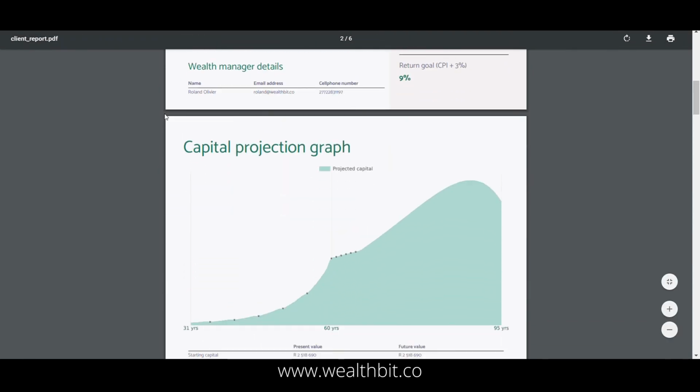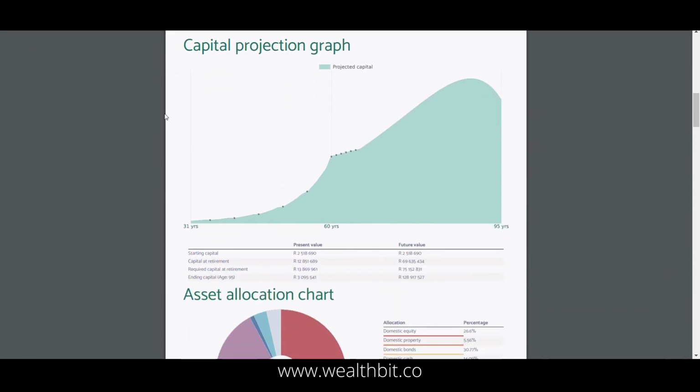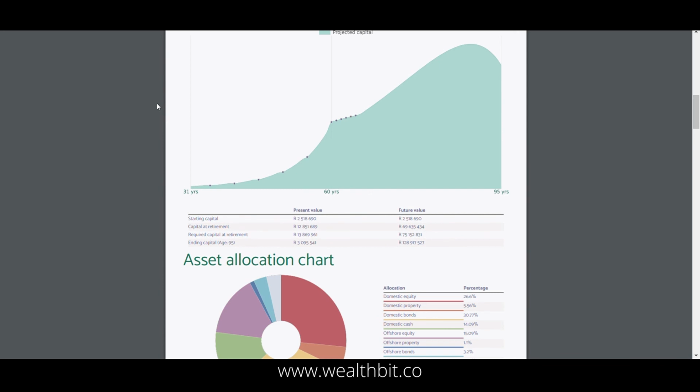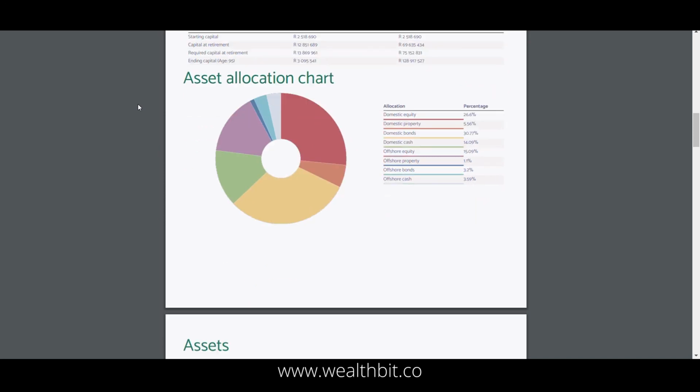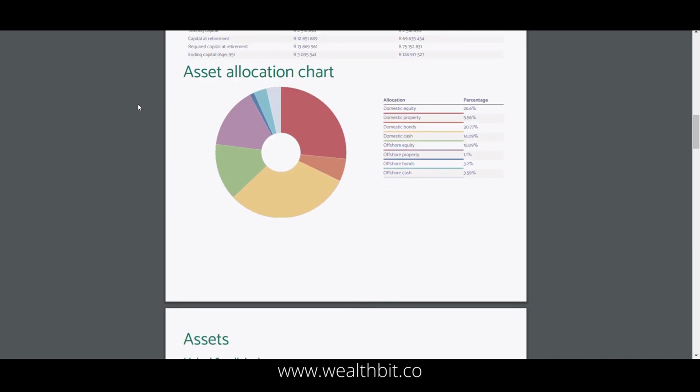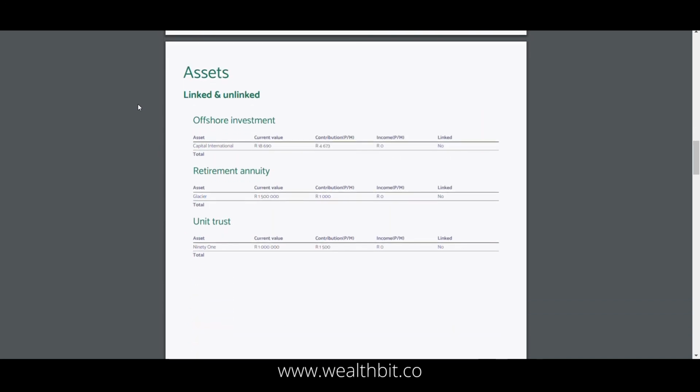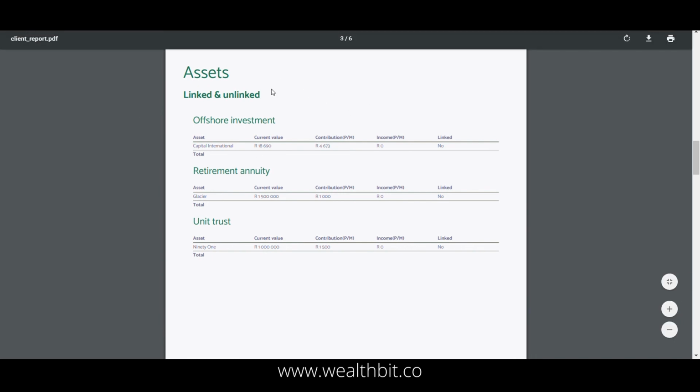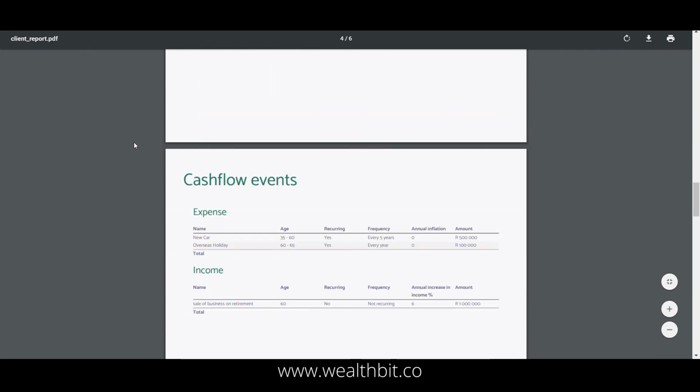The report showcases the capital projection graph in present and projected future value, including the cash flow events, a revised asset allocation overview, and then, very importantly, a linked and unlinked asset list to give you a full picture of where their assets are placed. Linked assets automatically feed into Wealthbit and will show contract numbers, service providers, the underlying funds you're invested in, and of course the values of each.